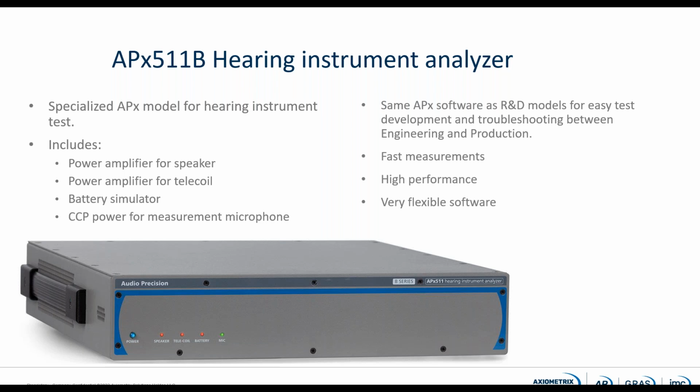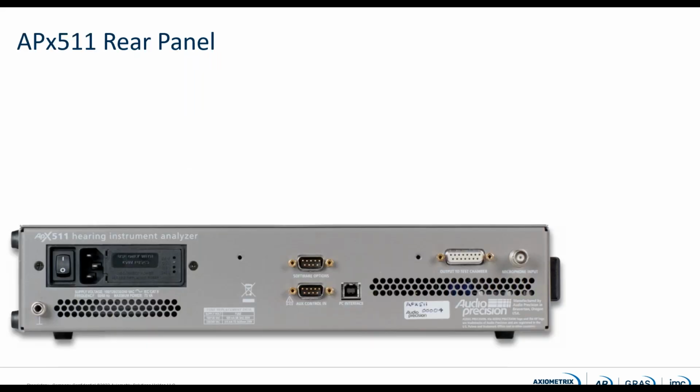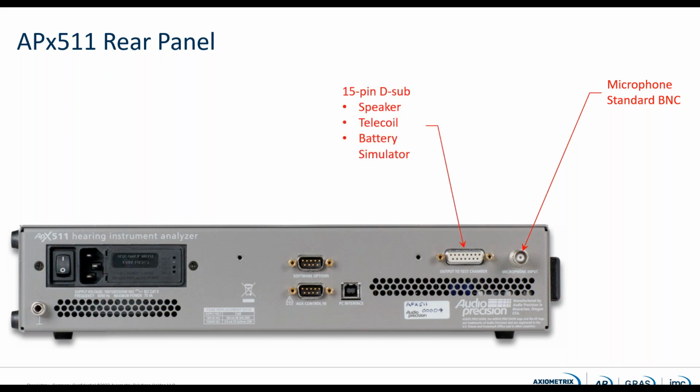So you'll notice on the image that there's no connections on the front panel, and that's because they're on the rear panel, and we have our standard BNC input for our CCP microphone, and then we have a D-type connector which includes connections for the amplifier outputs to drive the loudspeaker, the telecoil, and it also has a battery simulator connection on there.